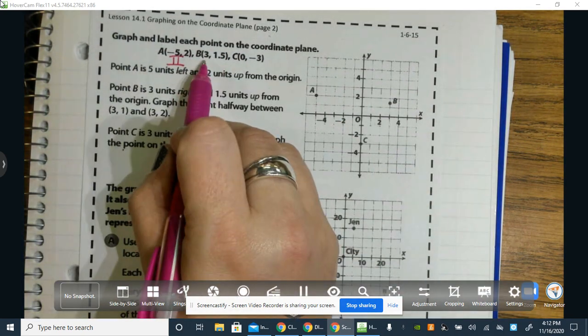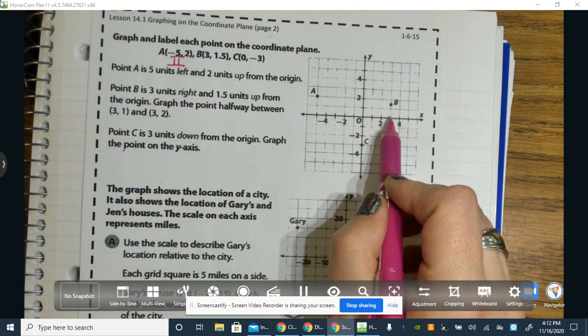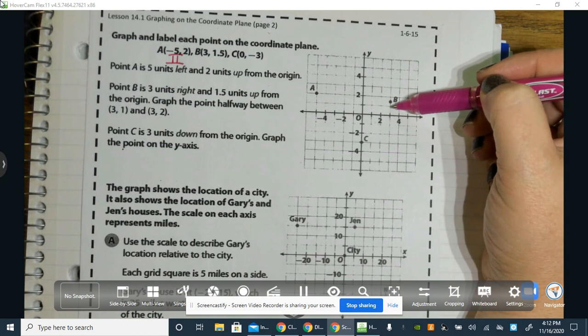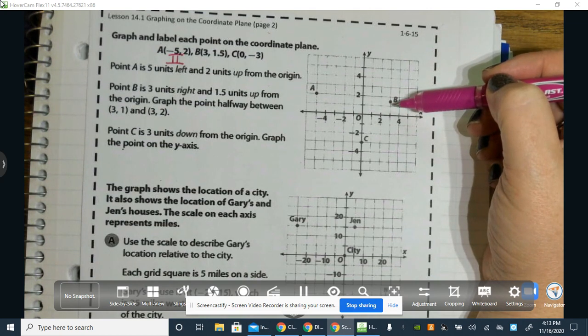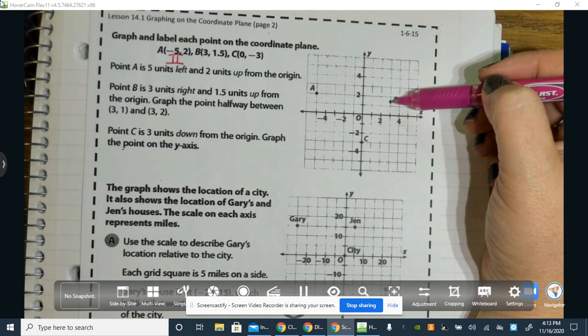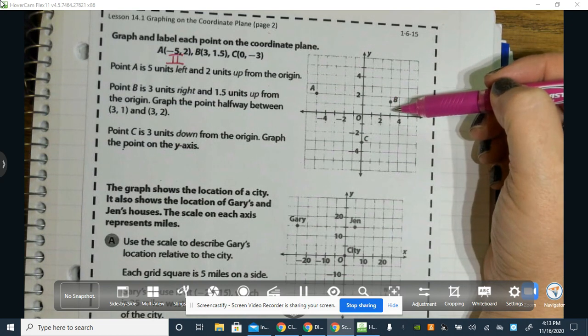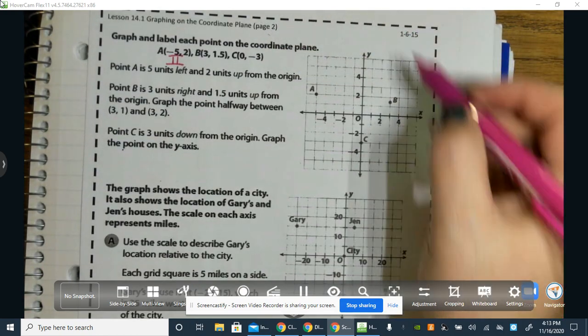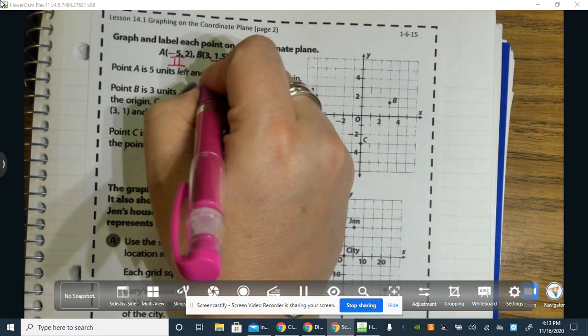Now, B is over to 3, and do you see how it's not on an intersecting line, which is perfectly fine, because this is saying it's halfway between 1 and 2, so it's 1.5. So B is at 3, 1.5, which is in quadrant 1.